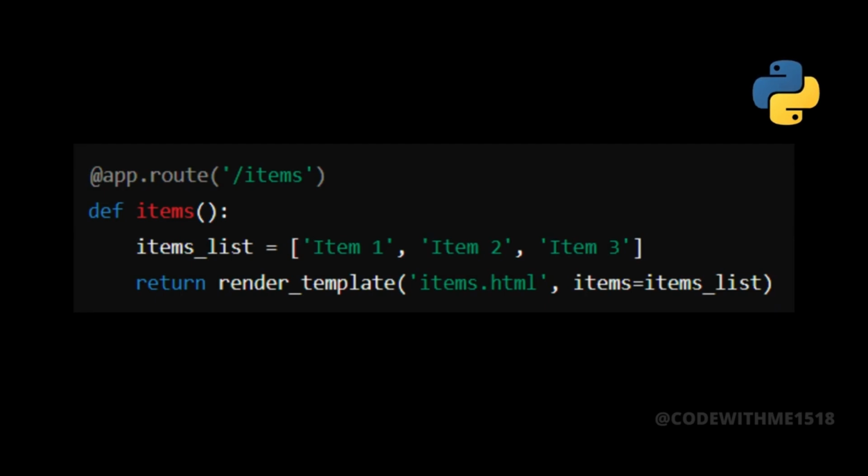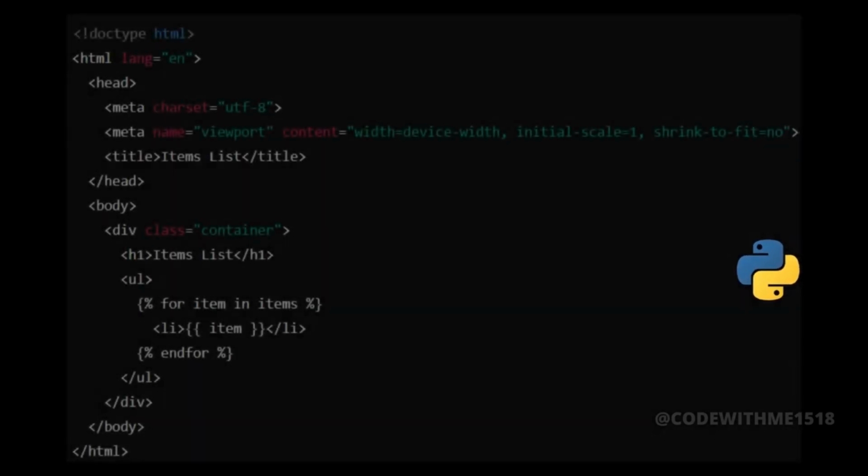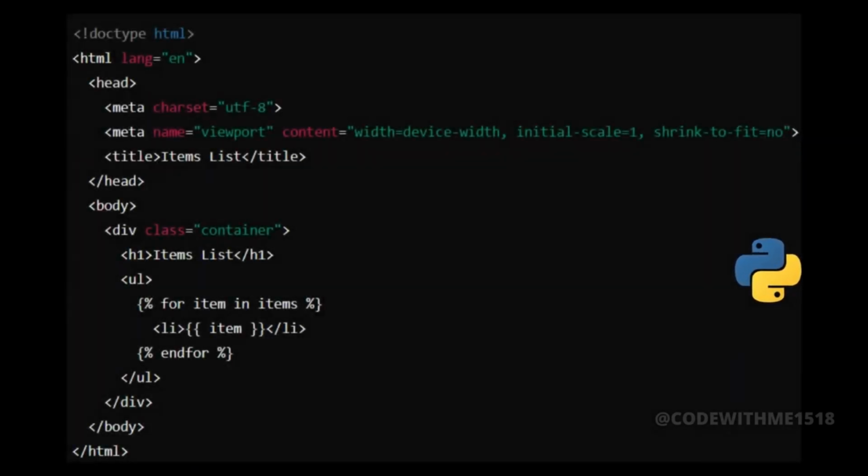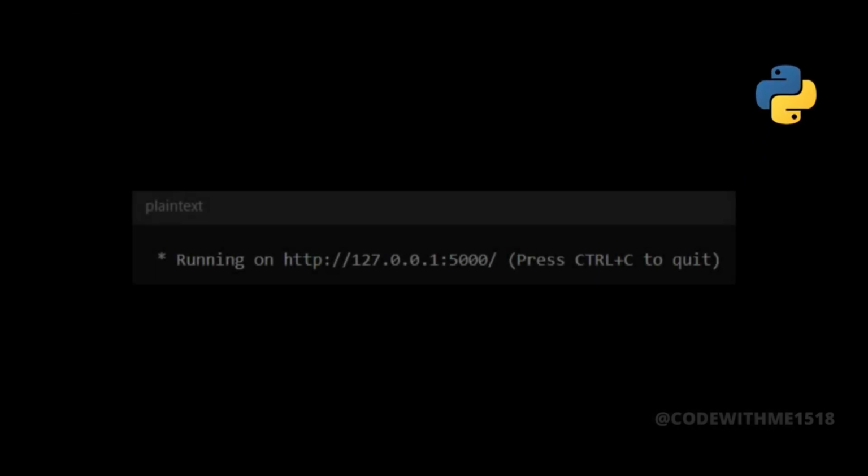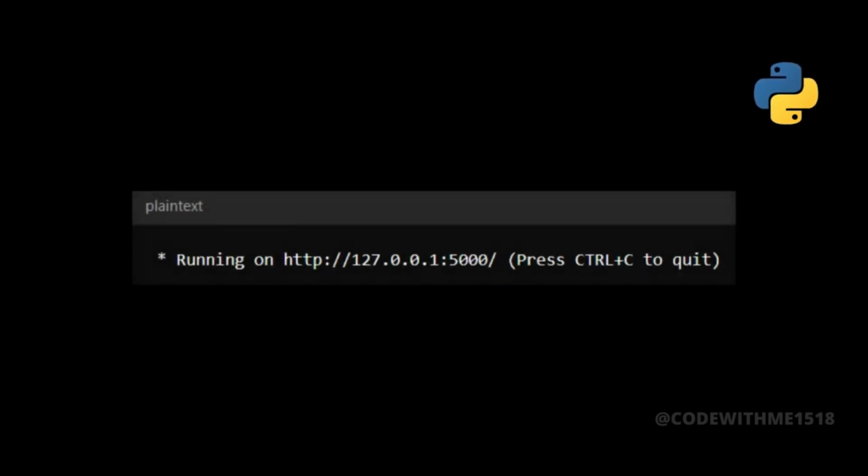Now, create a new template file called items.html in the templates folder. This template renders a list of items passed from the Flask application. When you navigate to http://127.0.0.1:5000/items, you'll see the list displayed dynamically.